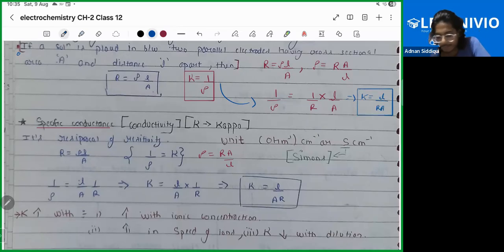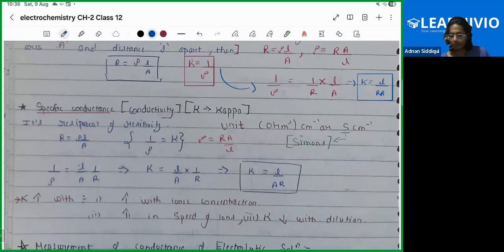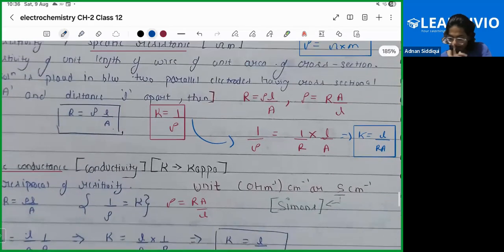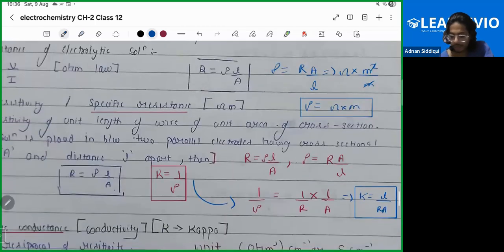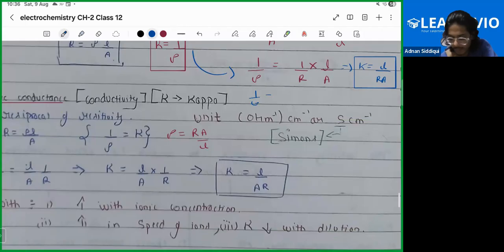Is it making sense? How we derive the conductivity from your resistivity? It is nothing but the reciprocal of your resistivity. What is going to be the SI unit of it? See, the SI unit of resistivity is ohm per meter. Sorry, ohm into meter. So if you are reciprocating it, what you are going to get?